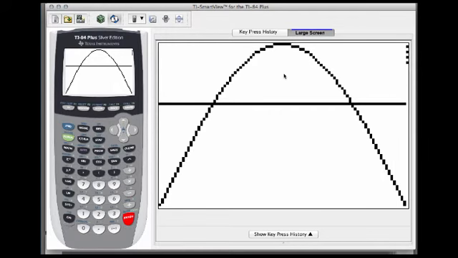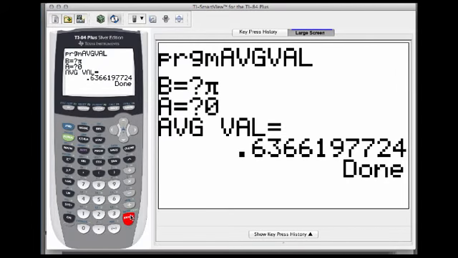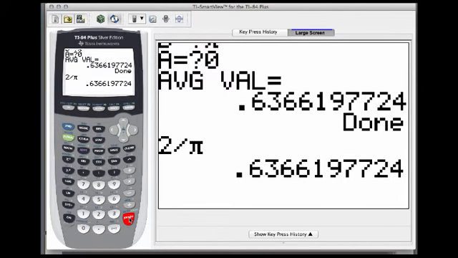Sort of like we've been talking about in the last lesson, how the areas above and below the x-axis offset each other. This is a very, very similar idea. So hit enter again. Notice that the average value comes out as 0.6366. The average value as we had it was 2 divided by pi, which if you do that out, notice you get really the exact same thing. Kind of interesting how it works.